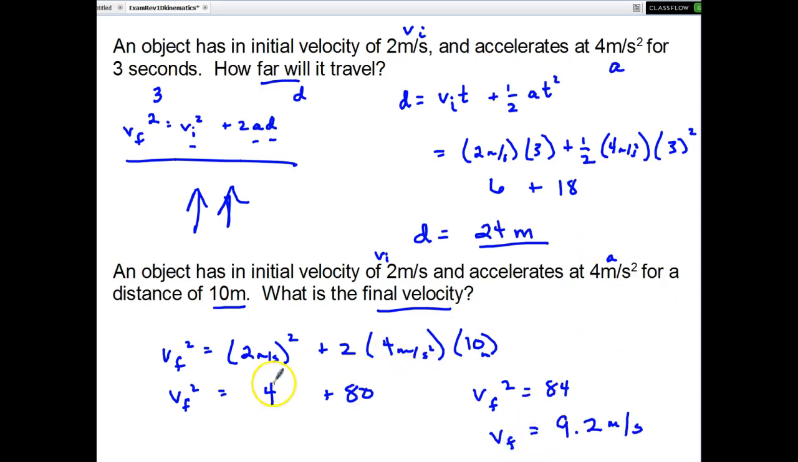Don't forget that last step. One of the wrong answers to the problem will be 84, because they want to know if you're going to remember that when you add these two things, you don't get the answer, you get the square of the answer. So be really careful about that.